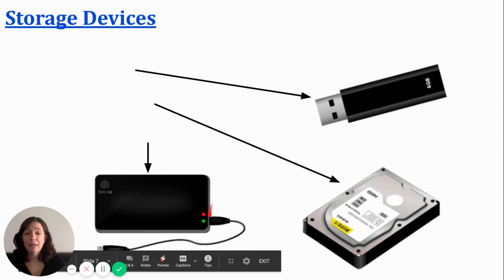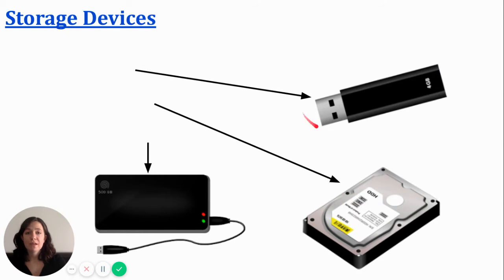These are a couple of examples of things that you might plug into your computer. These are all storage devices. So this first one that I'm circling here, that is called a USB flash drive. A USB flash drive is a small storage device. You can store things like music, Word documents, or photos. And the benefit of it is that it's very small and portable.